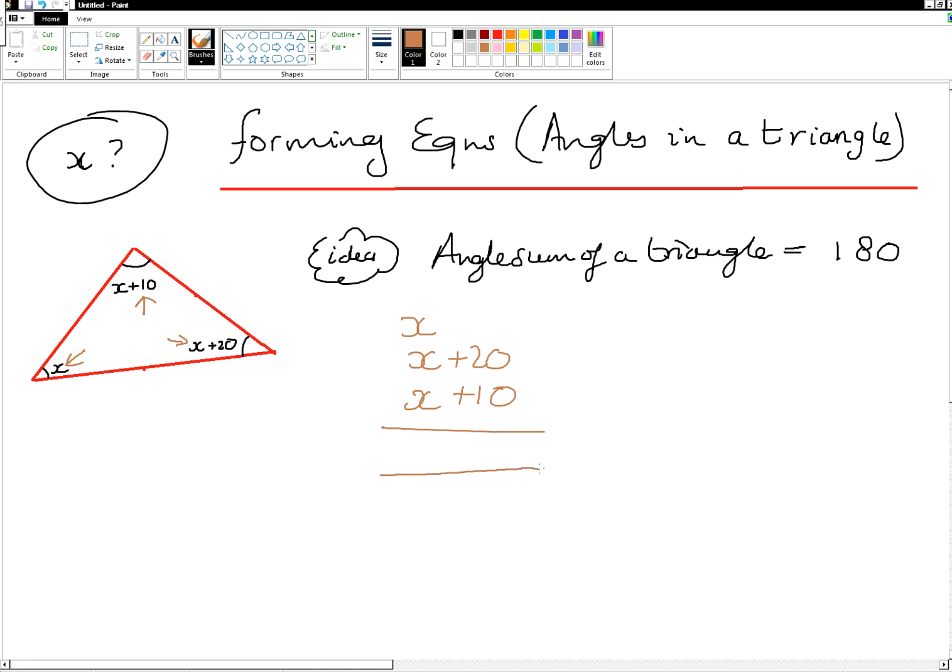So that was my idea. That I got to add up all these inside internal angles, and we know that the total should be equal to 180 degrees. We leave out the degree symbol for the moment. Keep it simple. Now let's simplify this.